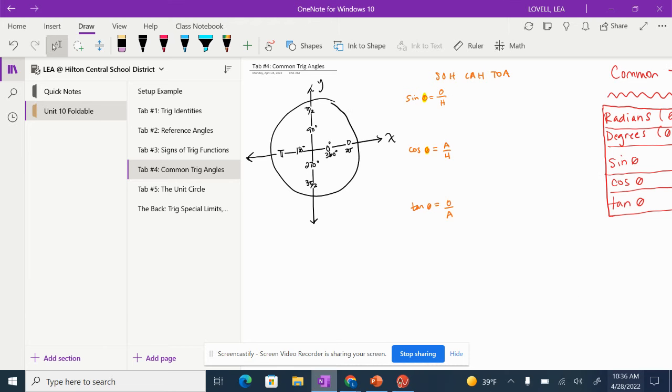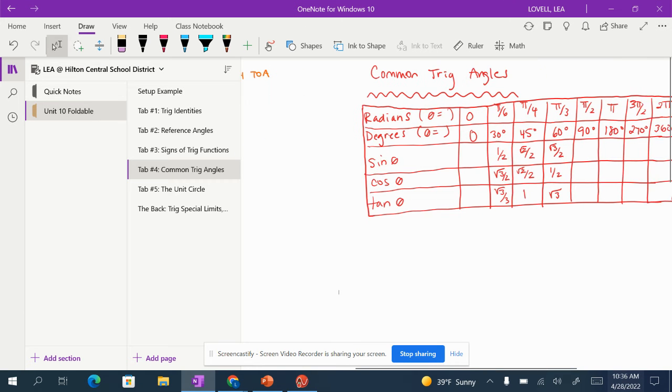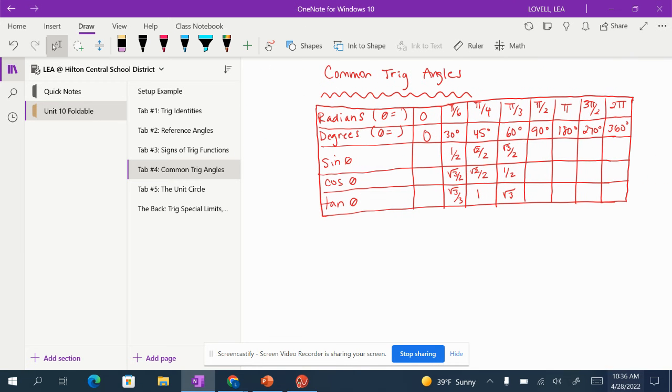Hi guys. Okay, so where we left off on the last video, we had filled out the common trig angles charts columns for 30 degrees, 45 degrees, and 60 degrees. And now we are going to fill out the rest of the chart, the quadrantal angles. So 0, pi over 2, pi, 3 pi over 2, and 2 pi directly from the unit circle.